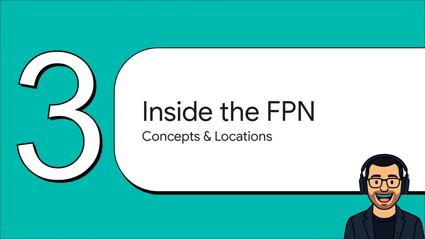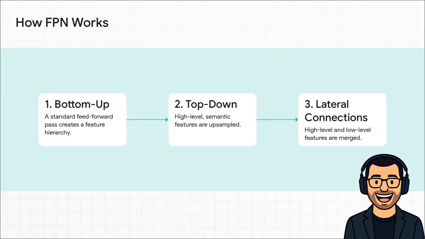So how does the FPN actually pull this off? How does it work its magic? How do you create a feature pyramid that has rich, meaningful information at every level without doing all that slow, repetitive processing? It all happens in three key stages.